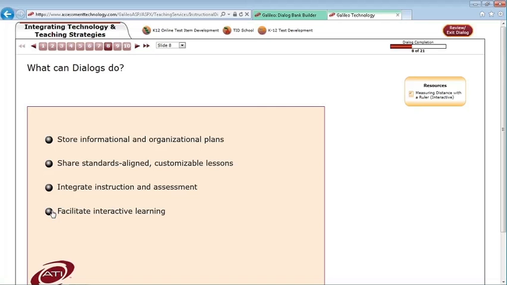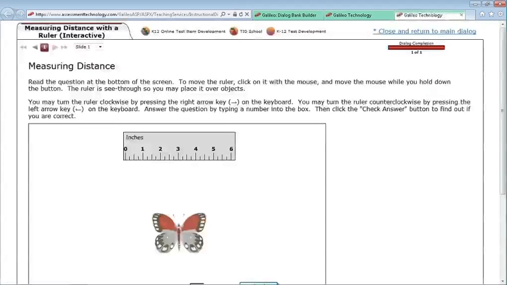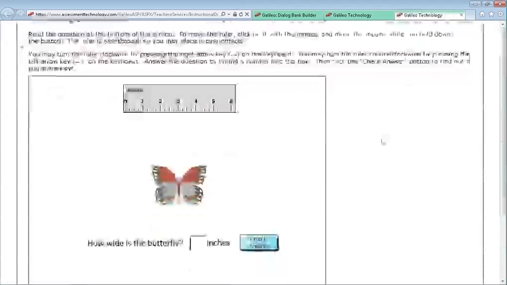And the last thing dialogues can do is to facilitate interactive learning. Students are able to engage with the dialogue, they're able to engage with the materials and work with them. So over here in the right-hand corner, one of the resources that we've attached is an additional dialogue. Dialogues are one of the resources that can be attached. Documents, images, video, audio, all of these things are available in the dialogue technology. The resource we're going to look at right now is just a dialogue from an elementary grade about measurement.